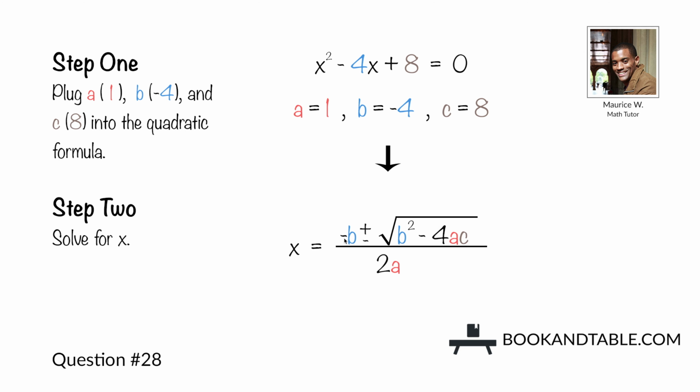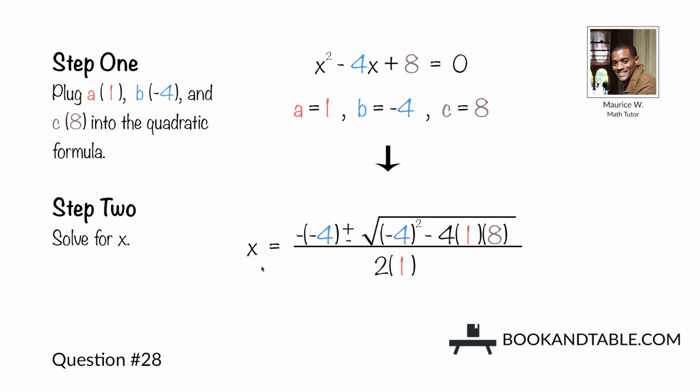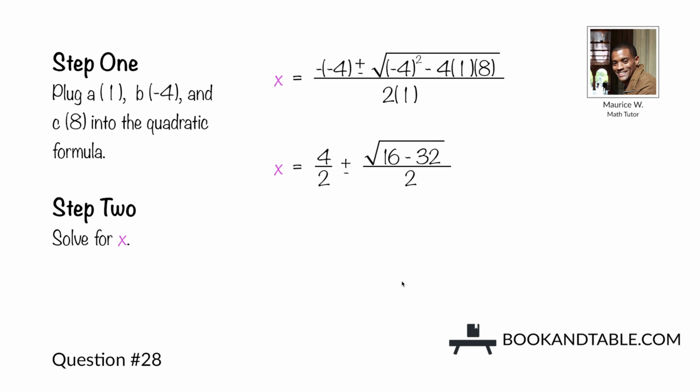X is equal to negative b plus or minus the square root of b squared minus 4 times a times c over 2a. So when we plug in a, b, and c, we get x is equal to negative 1 times negative 4 plus or minus the square root of negative 4 squared minus 4 times 1 times 8 divided by 2 times 1. And now we can solve for x by simplifying this.